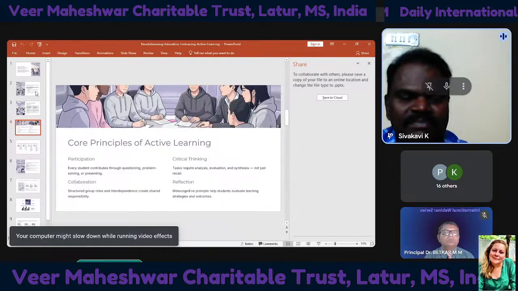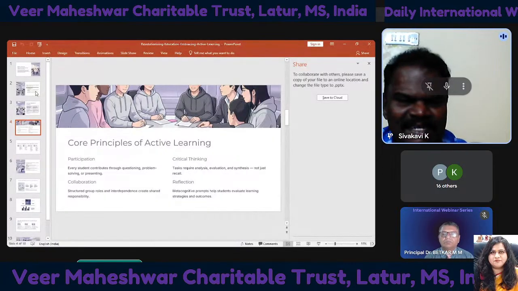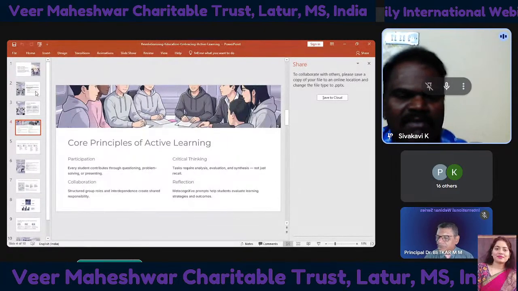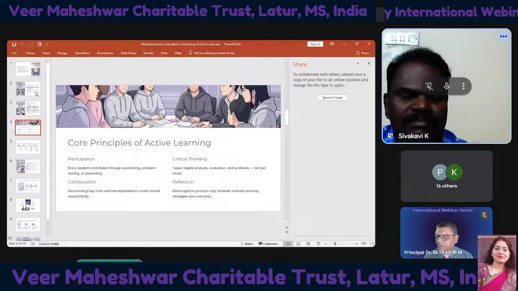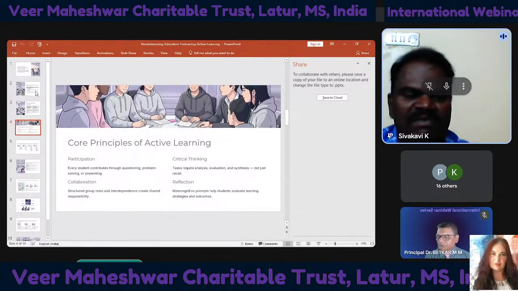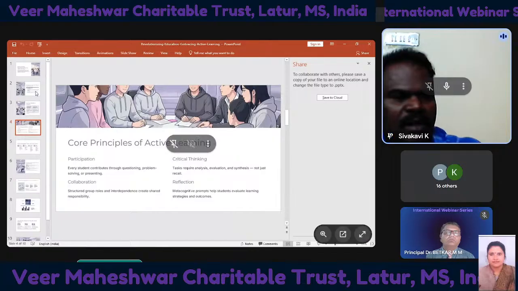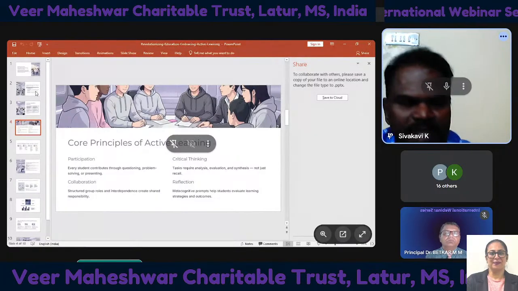Structured group. Roles and interdependence create shared responsibility. Supposing we are conducting a practical. There are different types of things to be done in the practical. You are assigning a topic to a group.